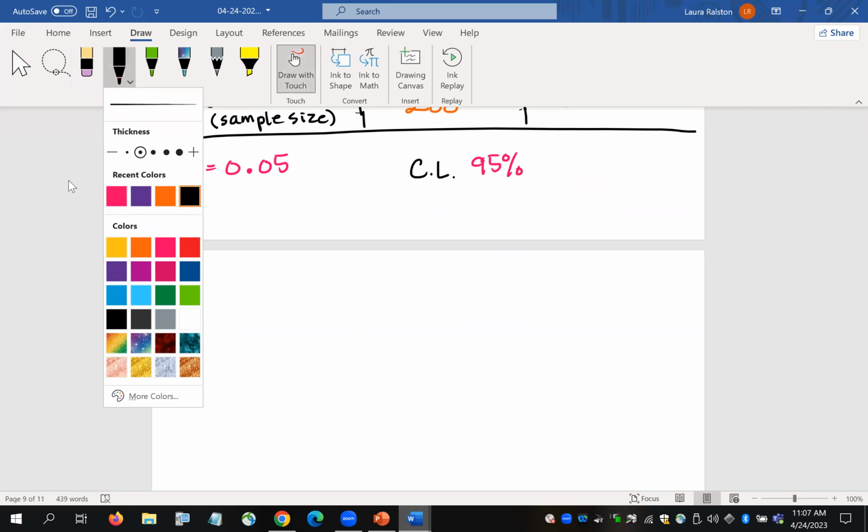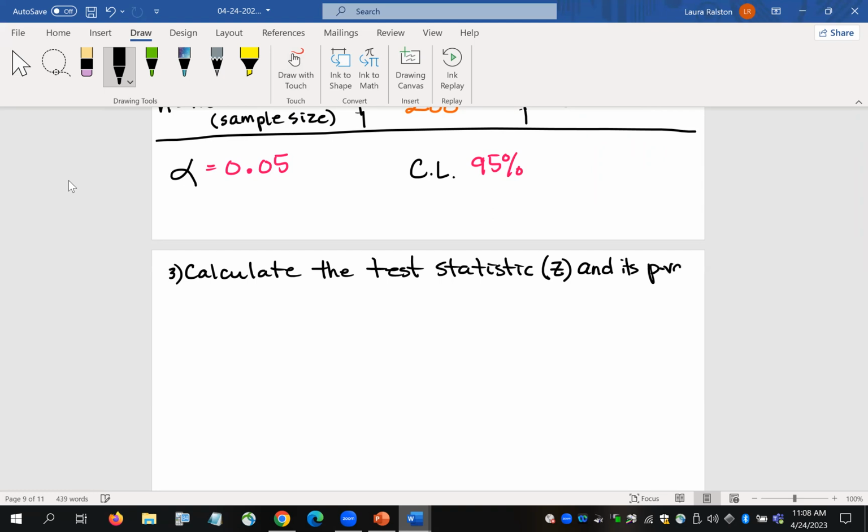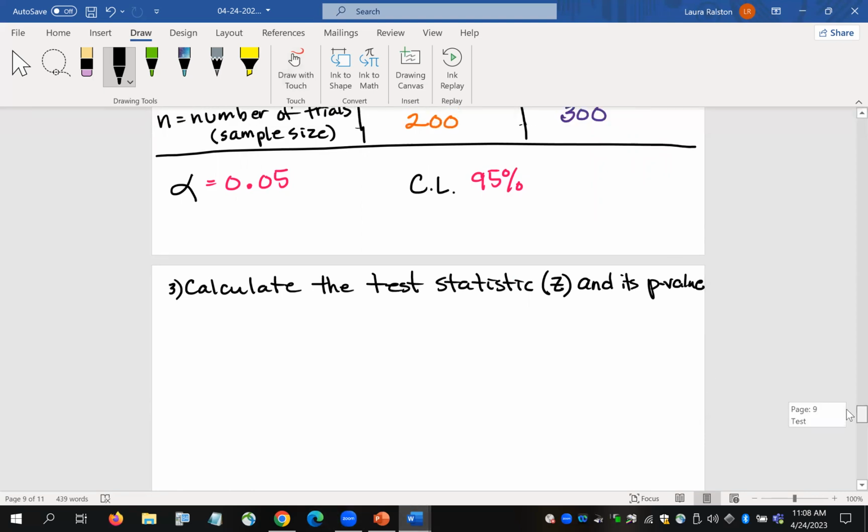Third step is to calculate the test statistic, which is Z, and its p-value. Again, Minitab does that work for us. Let me check my numbers before I go over.